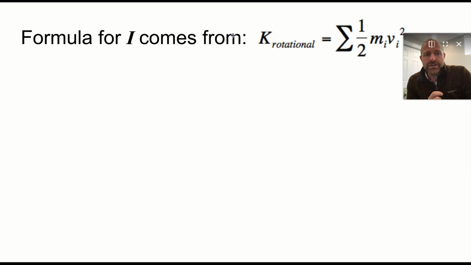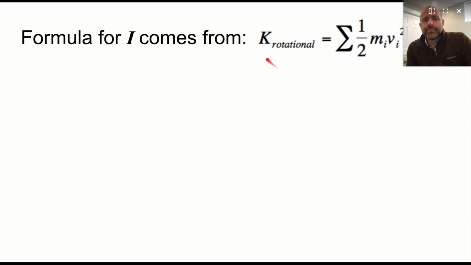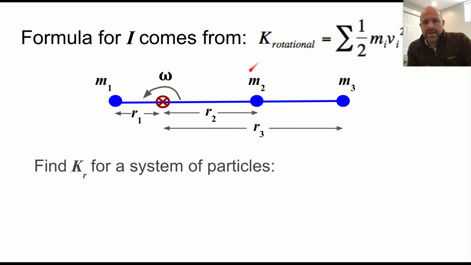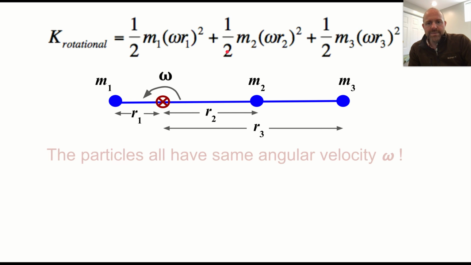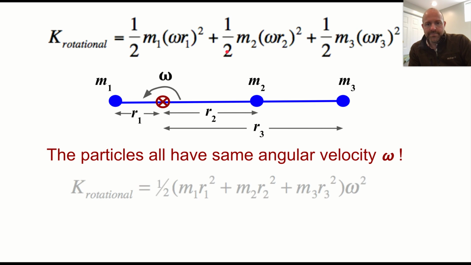And it comes from this definition, this idea that rotational kinetic energy is 1/2 mv squared for every individual little particle put together. And so for a system of particles, if you let them rotate at some angular velocity, we can say v, the linear velocity of each of them, can be calculated. Mass 1 times omega r1 squared, mass 2, omega r2 squared, and so on. And if you expand that out, they all have the same angular velocity, so we can pull that out. And then we have 1/2, a bunch of stuff, times omega squared.